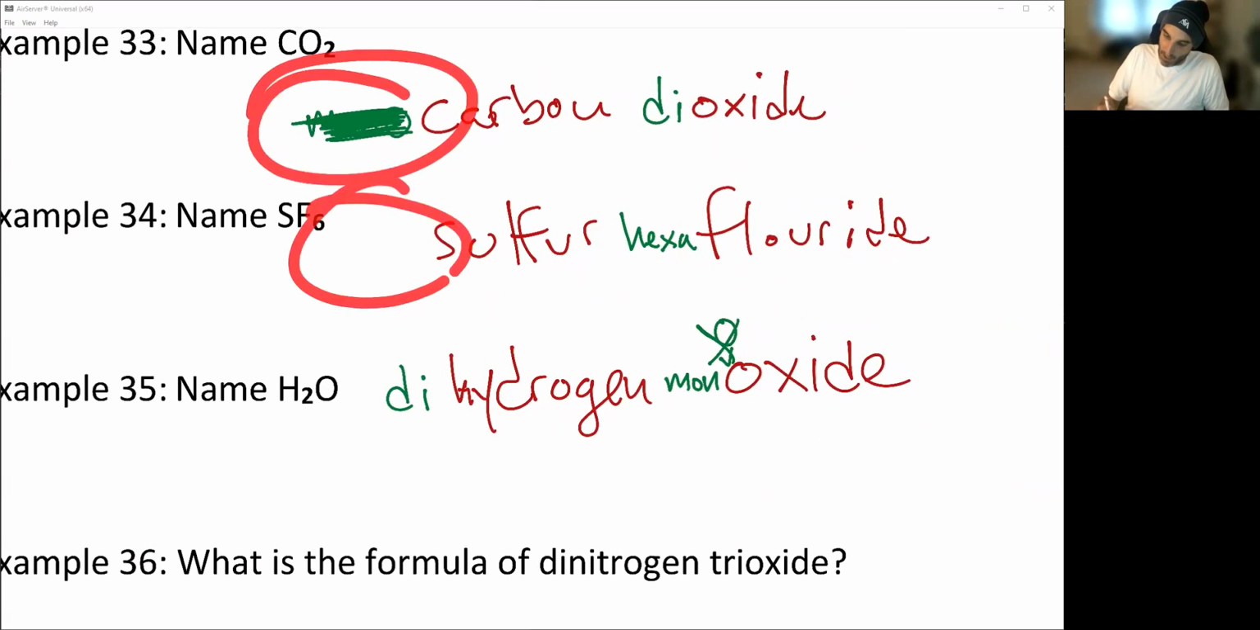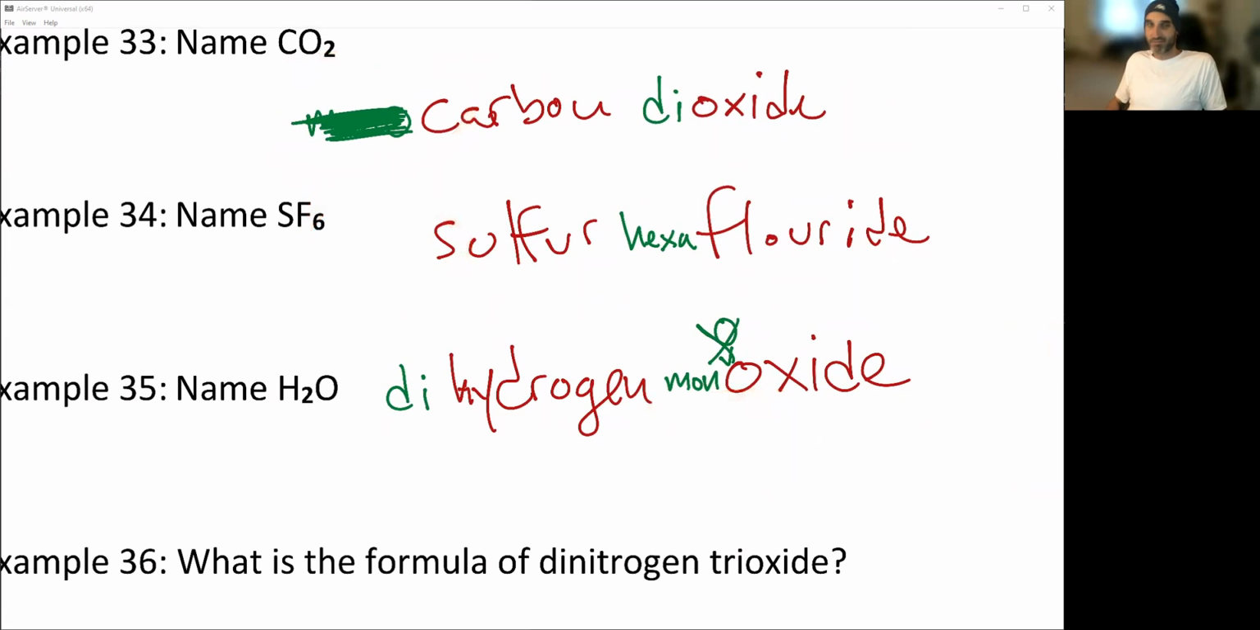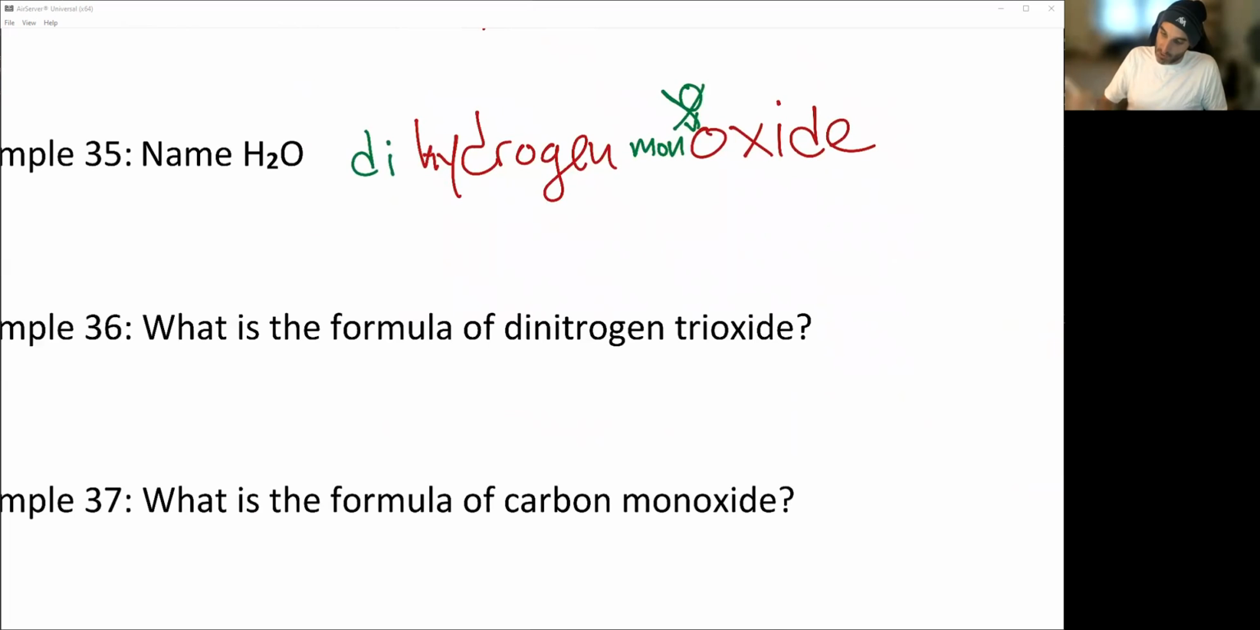I did not write mono for the first ones, but I do write mono for the second, which doesn't make a whole lot of sense because you would assume that there's just one anyway, but this is the life that we've chosen, right? The good news is converting from a name back into a compound is easy. Nitrogen, dinitrogen, oxygen, trioxygen. So dinitrogen trioxide is right there.